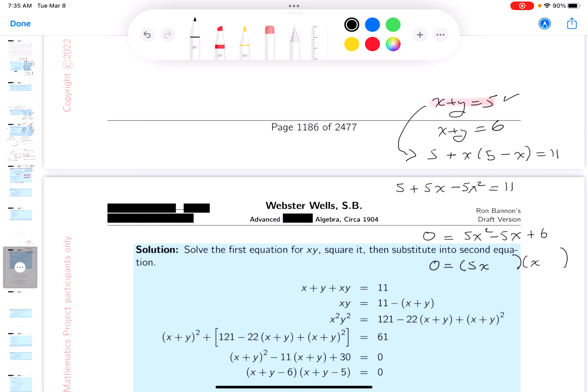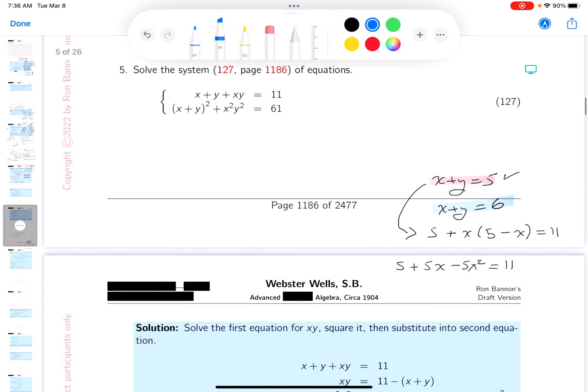Now it's going to require something like a quadratic formula. Let me try the other one, and I'll come back to this. All right, I'll come back to that later. I'm going to try this guy. And let's give it a shot.